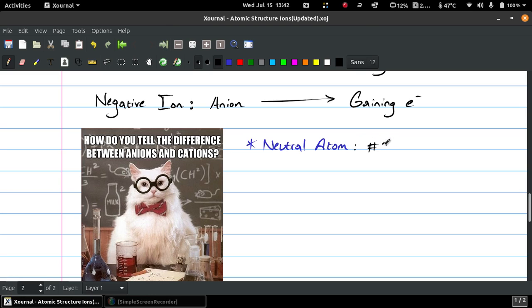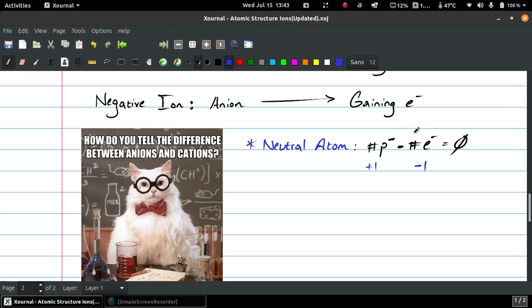So, minus number of electrons equals 0. That means that it has 0 charge because we have a +1 and a -1. And when you add them together, you get 0.